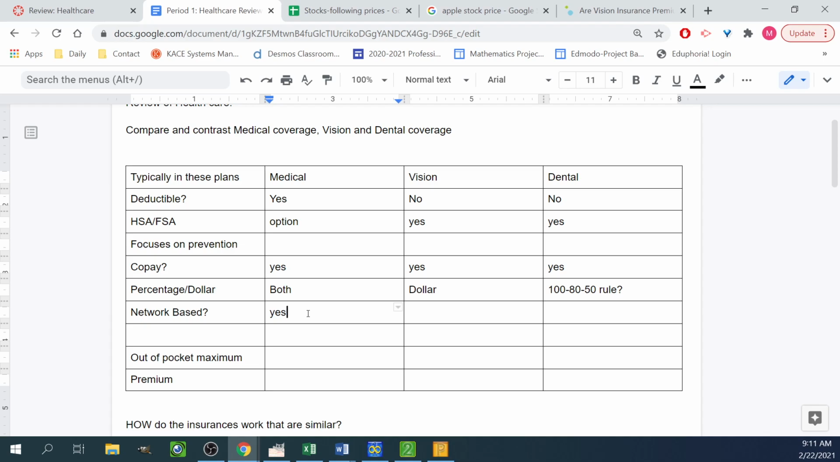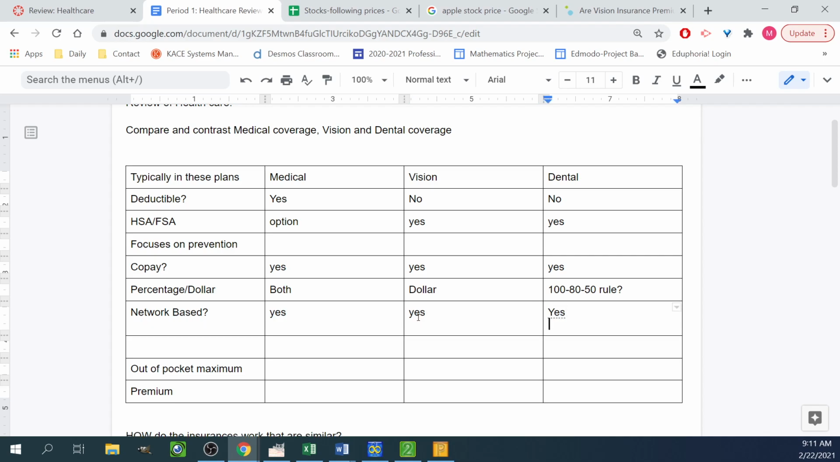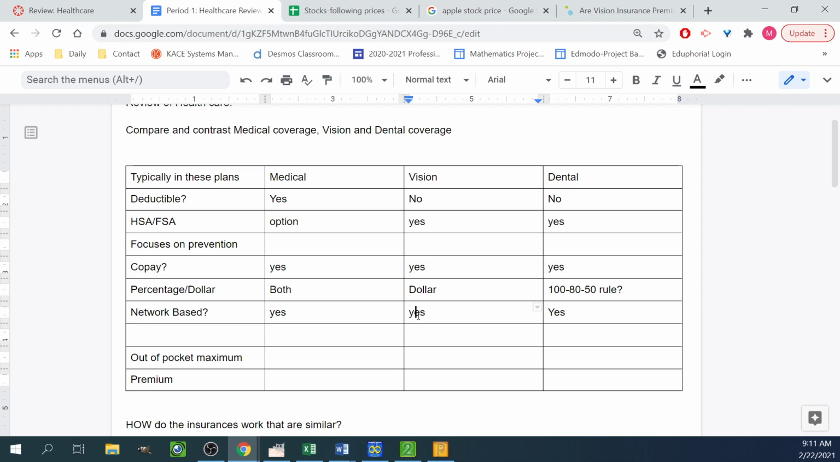If you go to somebody out of network, then you pay a lot more. Does vision insurance work based off of networks? Yep. What about dental? Basically, all medical insurance are based off of networks.